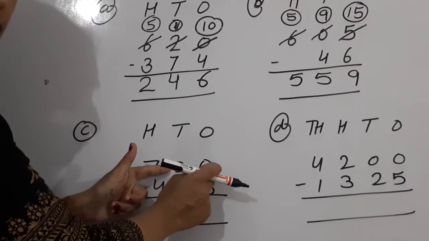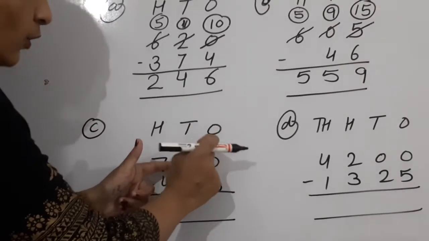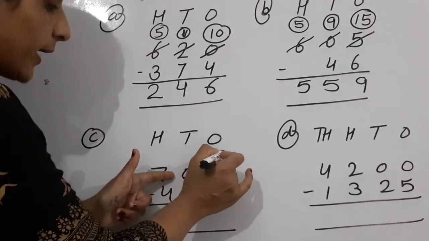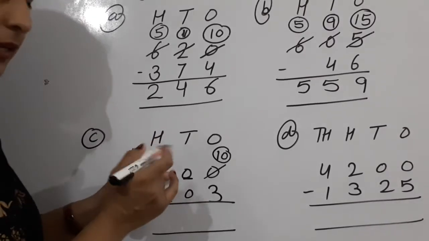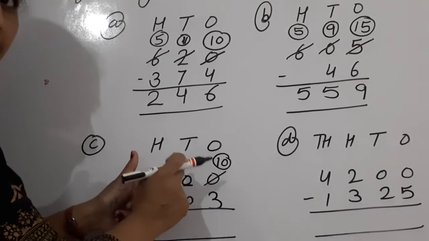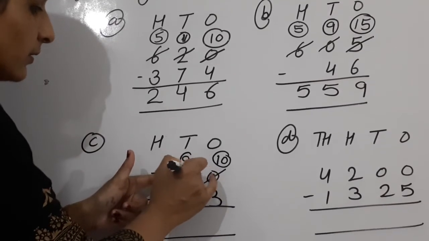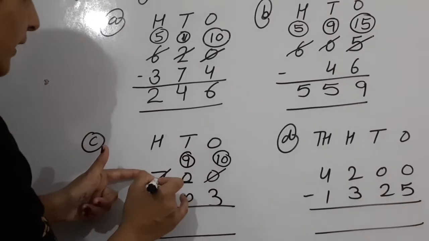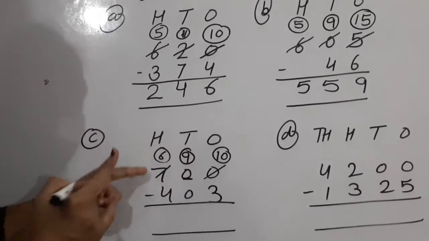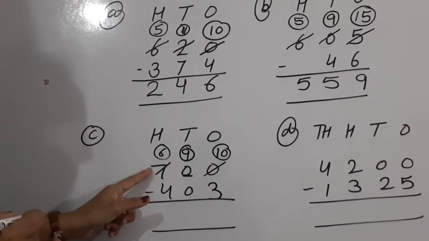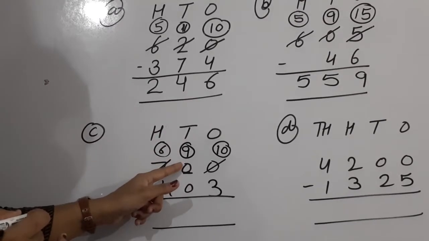Now there are 0 ones, so we again take a carry from 1 ten, we make it 10 ones, okay? Here there are 10 tens. When we take a carry, now there are 9 tens, okay? And there is 6 in the hundreds. Clear, student? From there we take 100 and we make the 10 tens.